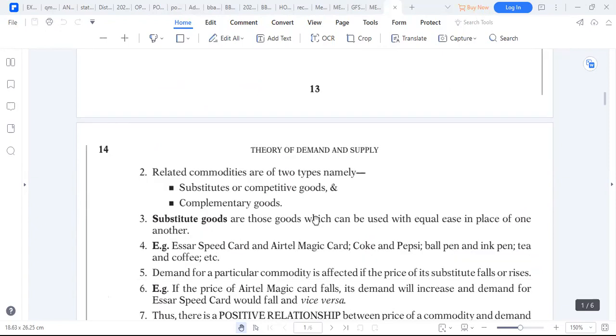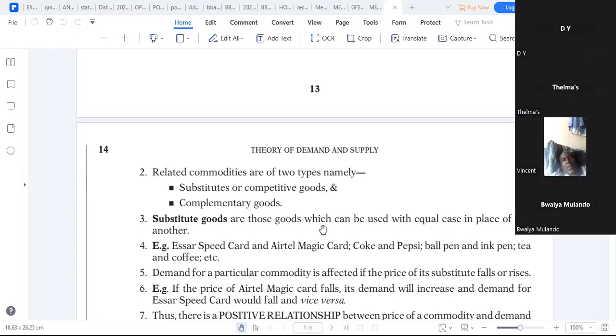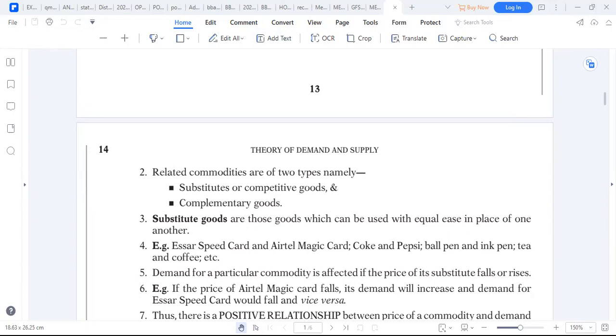Examples of substitute goods could be MTN and Airtel, Coca-Cola and Pepsi, a ball pen and ink pen, tea and coffee. So when one becomes expensive, you shift demand to the other. That is the substitution effect. For any particular good, there's a positive relationship if those goods are substitutes. And that's the reason why substitute goods always have a positive cross elasticity of demand.